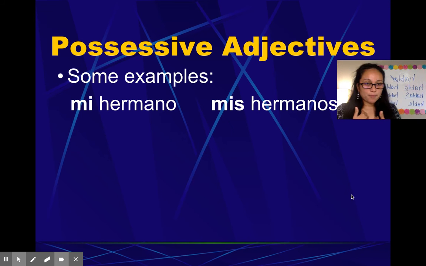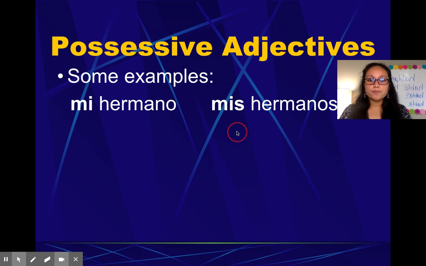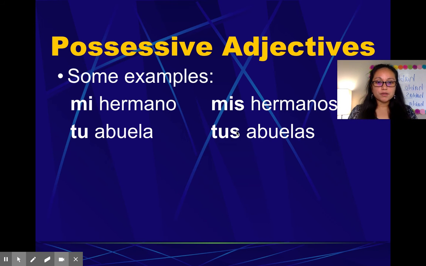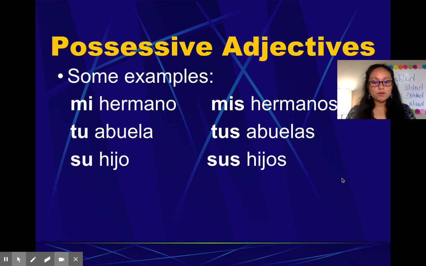Mi hermano, my brother. Mis hermanos, my brothers. You see how mi becomes mis if you're talking about plural nouns, more than one. That's how you make it plural. It depends on the noun that you're talking about, that you own or have ownership of. Tu abuela, your grandmother. Tus abuelas, your grandmothers. And you've got su hijo, your son. Your sons, sus hijos.